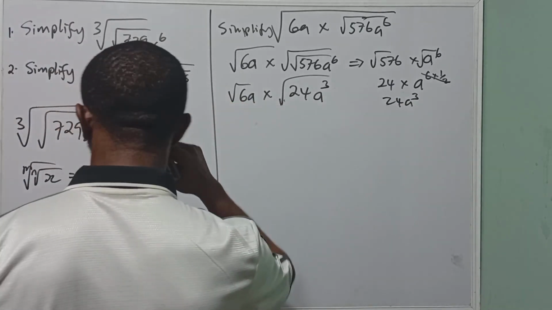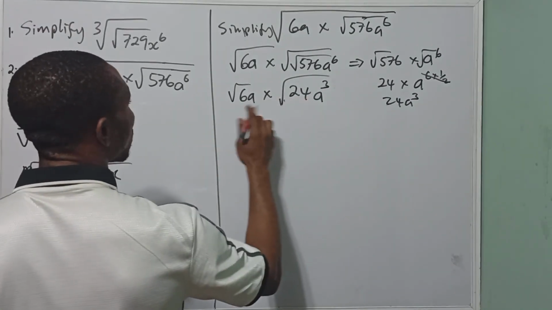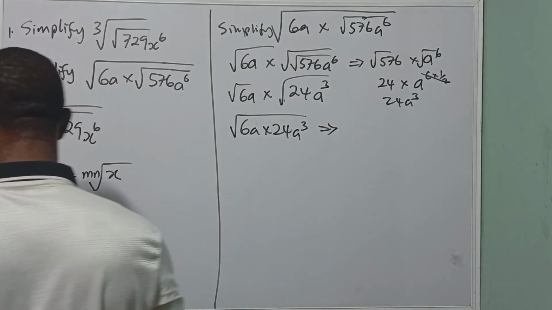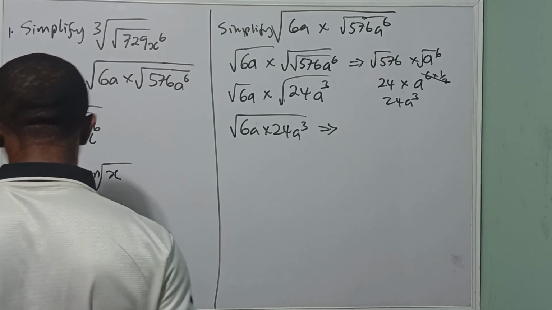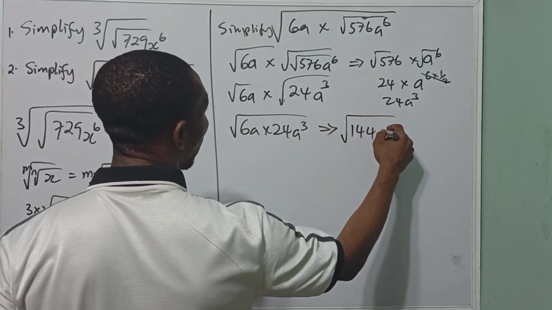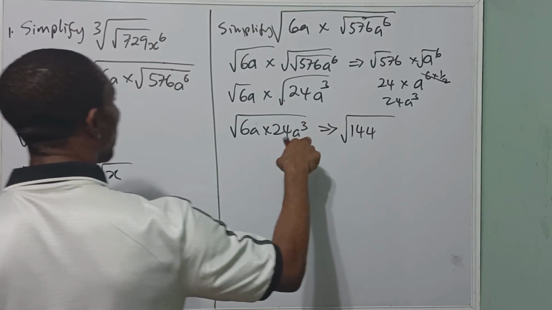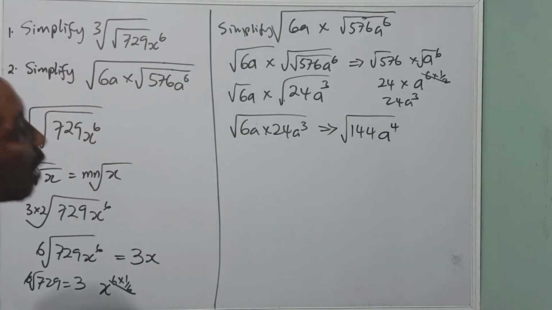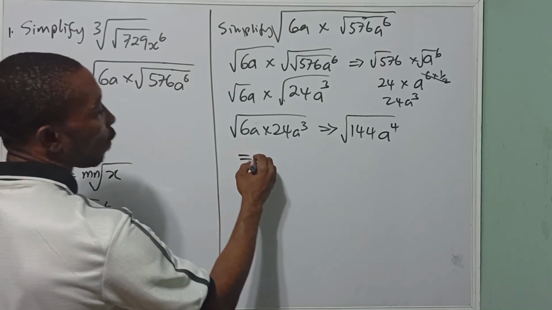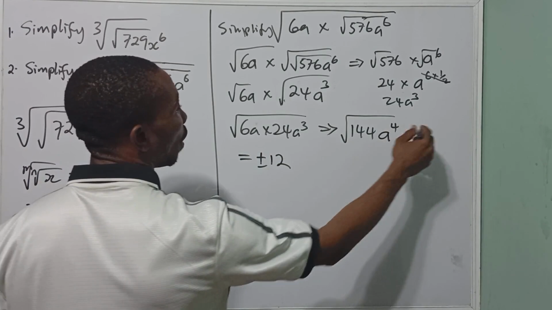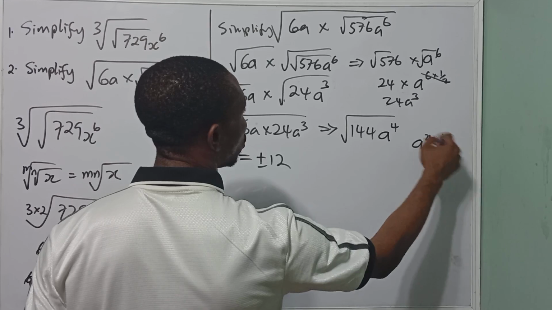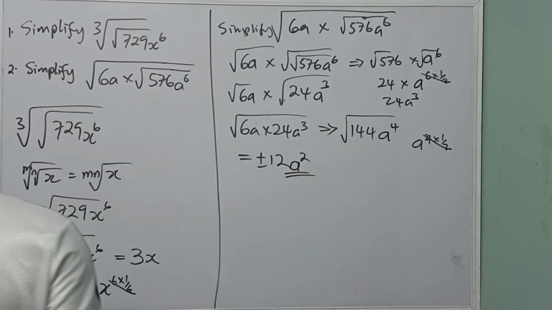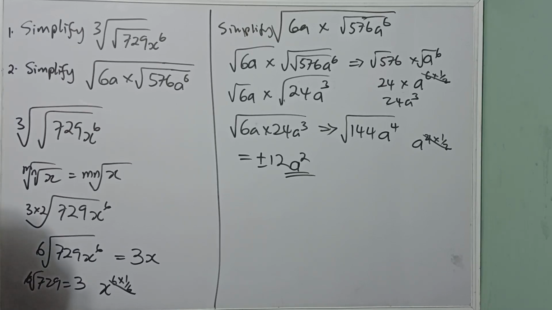Now we can open up and multiply through. This will give us root 6a times 24 e raised to the power 3, which will now give us 24 times 6, which is 144, times a times e raised to the power 4. Now looking for the root of 144, root 144 will give us plus or minus 12. Now, e raised to the power 4 times 1 over 2 will give us e raised to the power 2. So that leaves us with our answer, plus or minus 12 a e raised to the power 2.